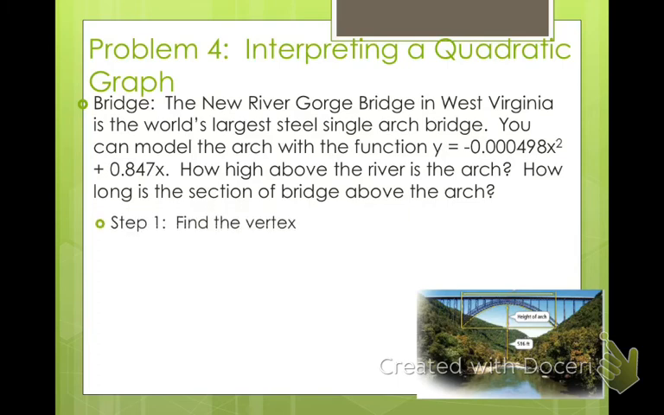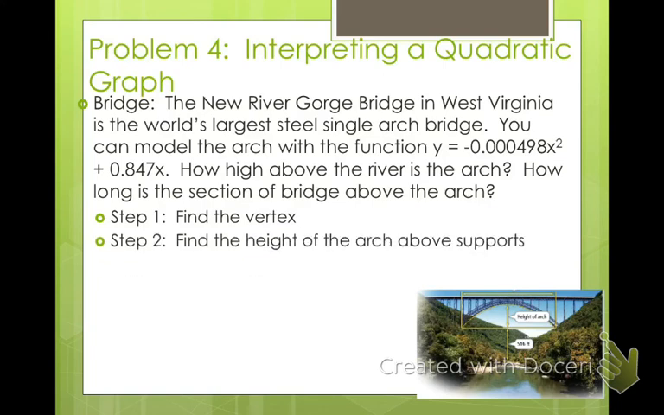So in order to find that, we first need to find the vertex. And to find the vertex, we do negative b over 2a, just like we did before. So go ahead and put that into your calculator. I got 850. Hopefully you got that too. Okay, and then after that, we find the height of the arch above the supports. So that's our y value. So go ahead and plug that 850 back in to find the y value. I got 360 for that.